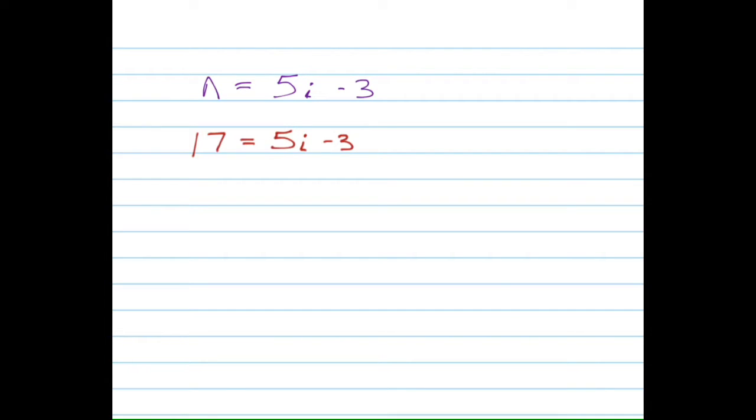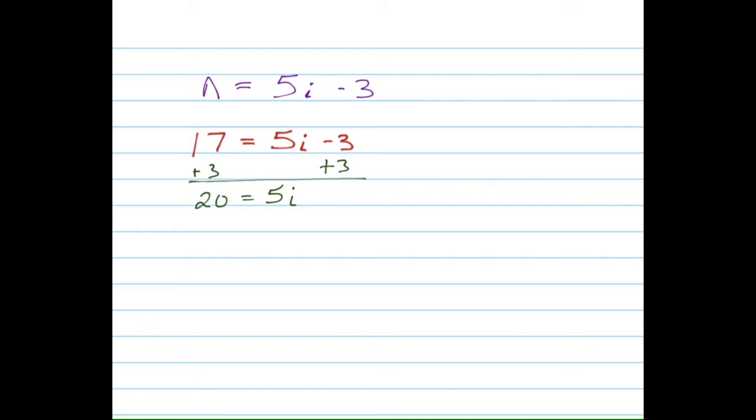Okay, so think about what we would do if we knew what I was. And let's do it in reverse. So we want to get I all by itself. We start on the outside, work our way in. What do we do first? Add 3 on both sides. Gives us 20 equals 5i. That'd be a freaky looking monster. 5 i's.